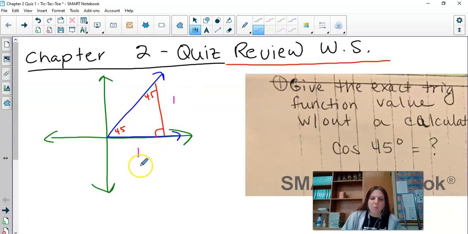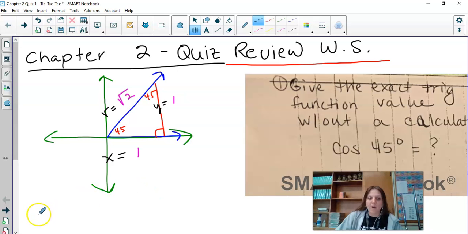So those are going to be 1. The hypotenuse of a 45, 45, 90 triangle is square root of 2. Make sure you're looking at positive sides. This goes to the right, it's positive. This goes up, it's positive. Label your x and y and r. X-axis, hypotenuse is always r, and that's the y.